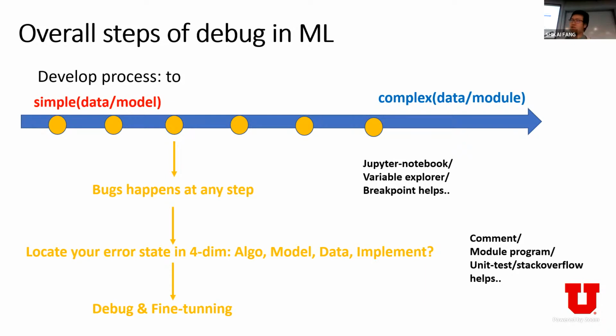If you use something like a Jupyter Notebook and a variable explorer, it helps you efficiently print and find what happens. And remember to add comments, use modularized programming, and use unit tests to help you efficiently find bugs and fix them. So any questions about debugging in machine learning? Here's the end of this section.